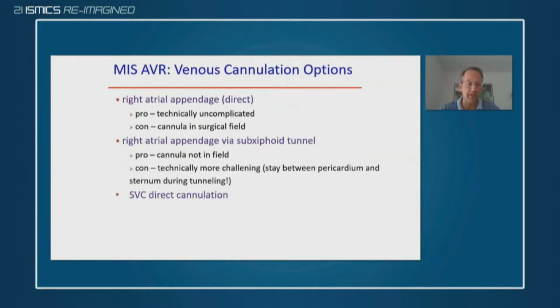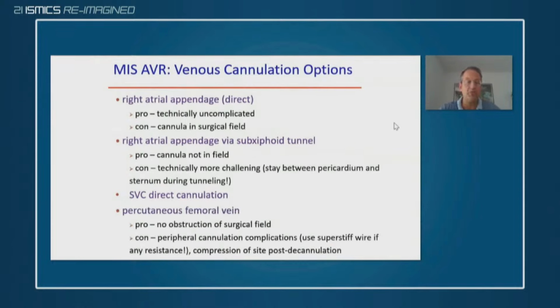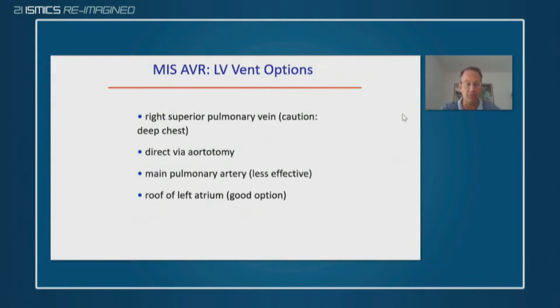You can also directly cannulate the SVC. To be honest, I've never done this, but I know many people do. And then, of course, there's percutaneous femoral vein cannulation, which is really nice because you have no cannula in your field. However, there are, of course, complications associated with peripheral cannulation. And especially if there's any resistance while inserting the obturator, you have to be careful. Oftentimes, it's because the obturator is pushing the soft wire through the back wall of the vein, and therefore you have to switch to a super stiff wire to avoid problems.